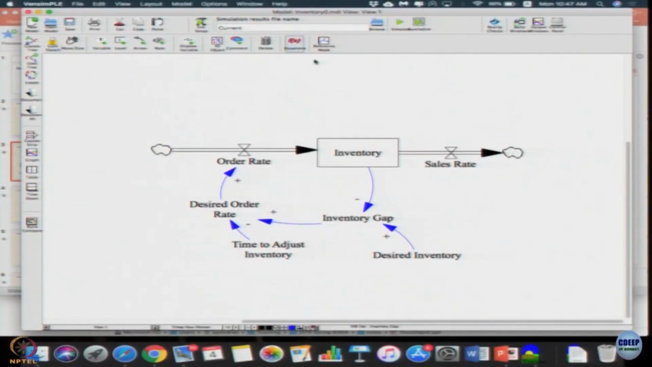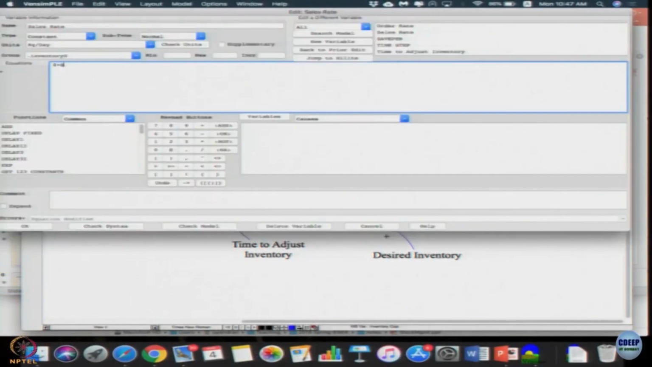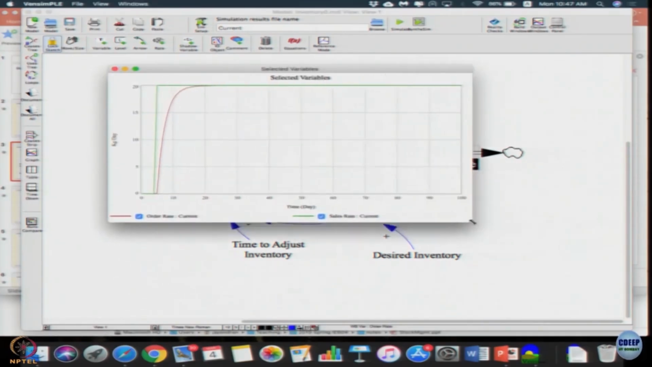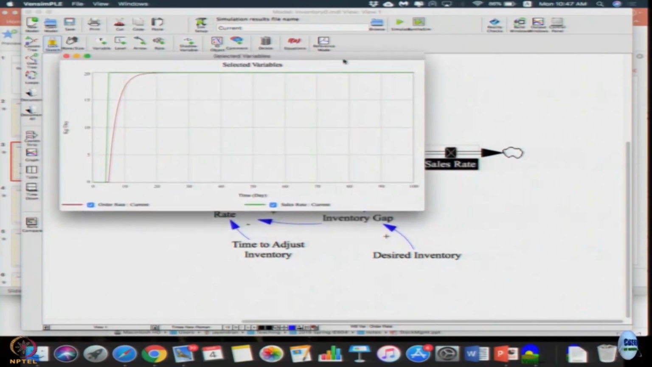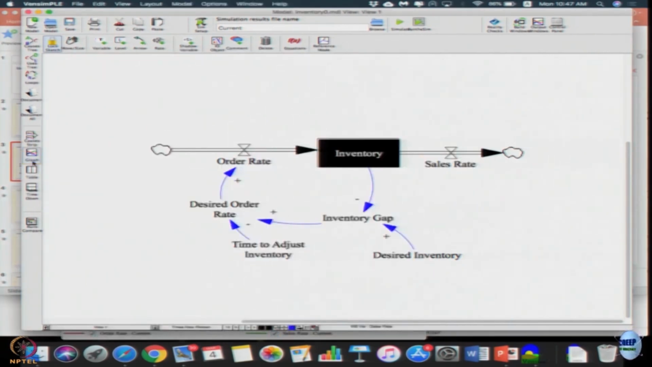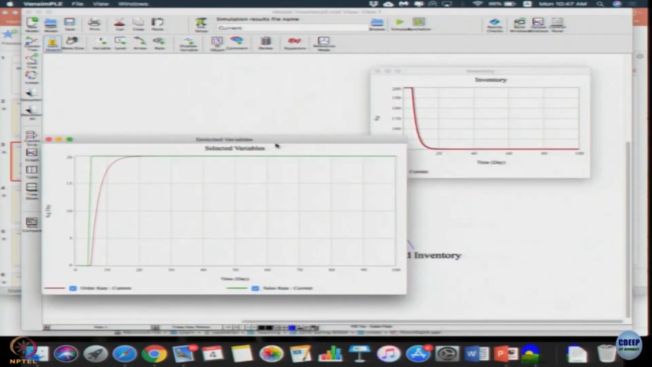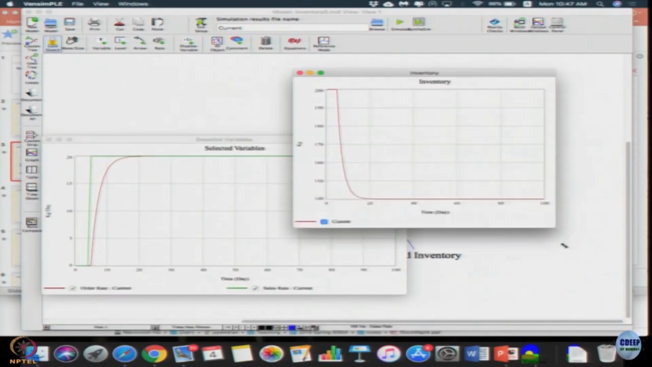So, all of you hopefully got this model. Let me just put sales rate as 0 plus step of 20, 5, and run it. If you plot order rate and sales rate, after some time the order rate approaches the sales rate value, typical goal seeking behavior. And inventory falls down and stabilizes at a value of 140.